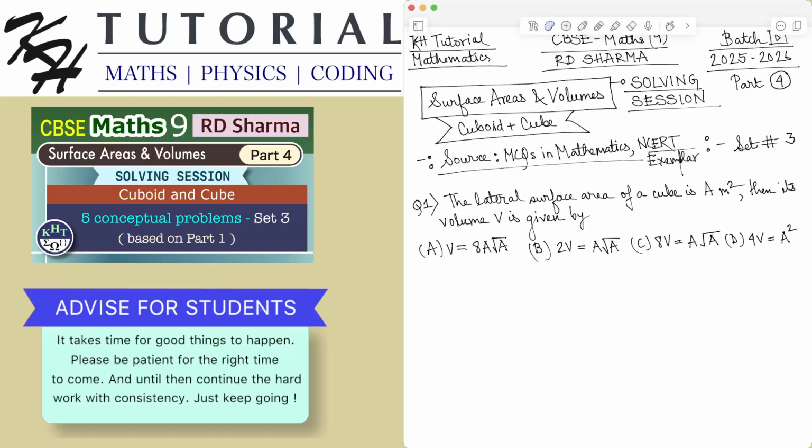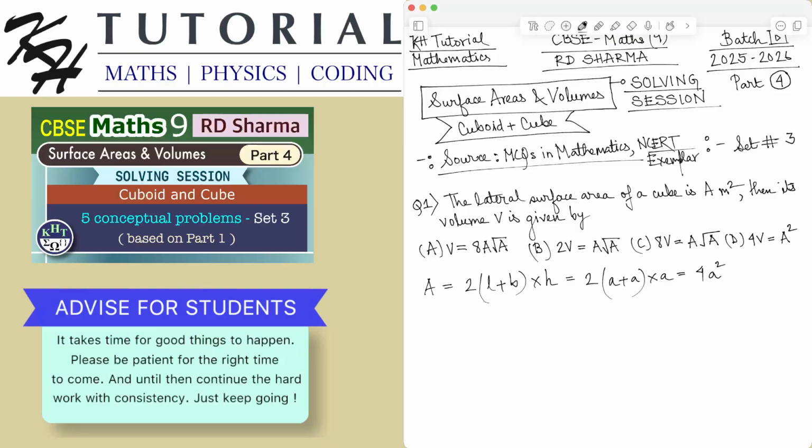So based on the formula of cuboid, we know the lateral surface area is 2 into length plus breadth multiplied by height. Now for a cube, since the length, breadth and height are all same, that is all the edges are of same length, which is known as side length. Let's say the side length is a, so this will be 2 into a plus a multiplied by a, so this is 4a square.